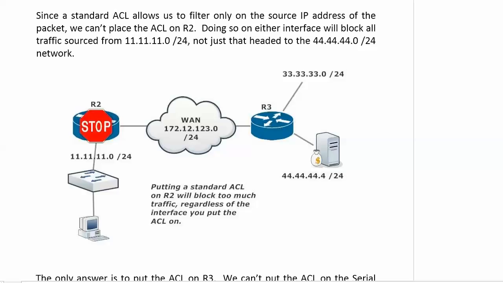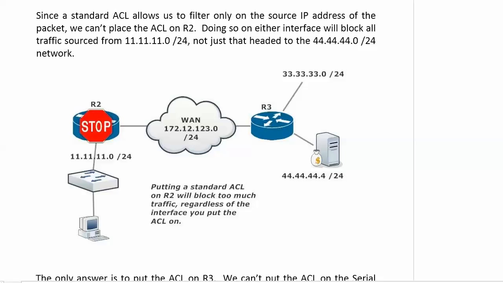But then we have a choice of 3 interfaces. Well, we can rule out the 33 network. We're not going to put the ACL on the interface leading to that one with this topology. There's no reason to do that. But what about the other 2 interfaces? Do we block it coming in to router 3 on the serial interface? Or do we block it going out to the 44 network on that Ethernet interface?